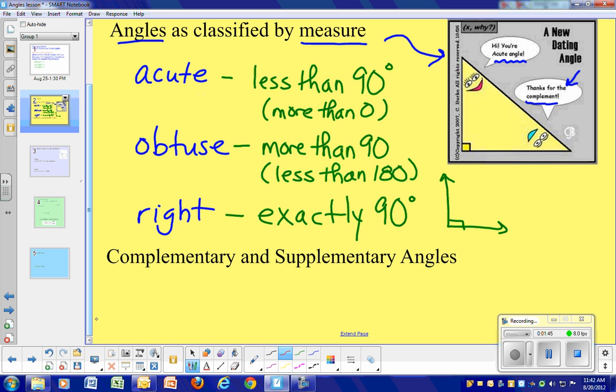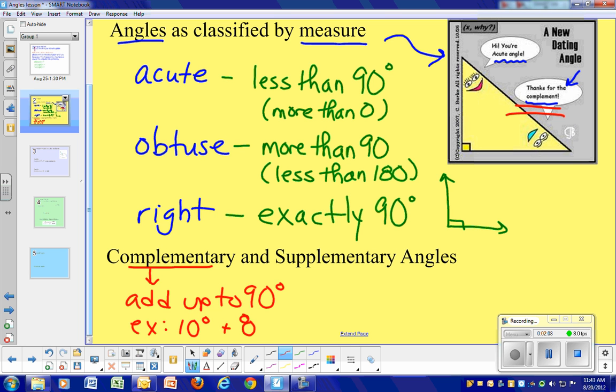Down here we have the terms complementary and supplementary. Complementary angles don't just pay compliments to each other like in the cartoon up here. Complementary angles are a pair of angles that add up to 90 degrees. And so this term would apply to two angles. You'd have something like a 10-degree angle and an 80-degree angle, okay? So one angle by itself can't be complementary. A pair of angles might be complementary.